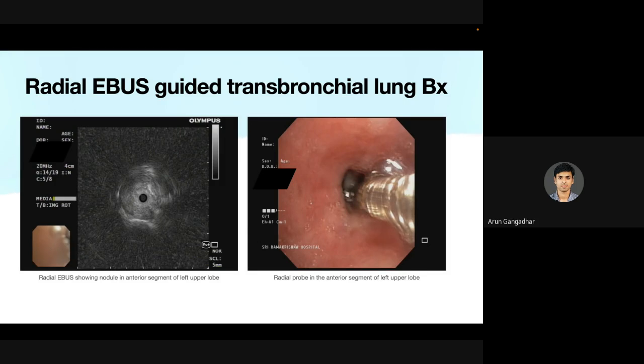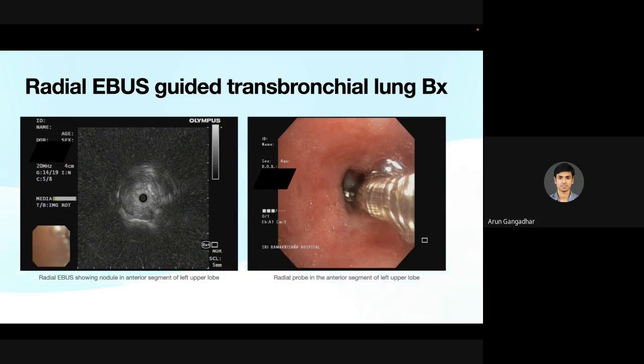We did this procedure called radial EBUS, which is a novel bronchoscopic technique wherein we put in a scope, and by ultrasound means we go in till the peripheral lobe. We see where the mass or the nodule is located. We take a biopsy out of it, and we come out of it in toto.